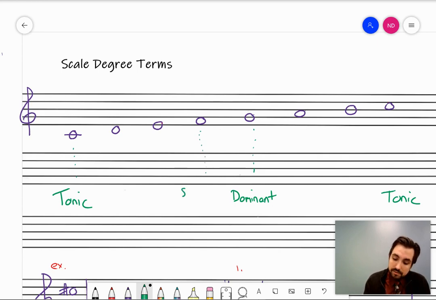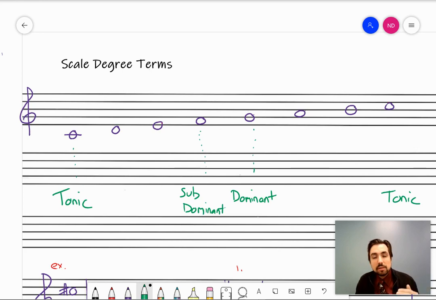Okay, let's talk about scale degree 4. Scale degree 4 is going to be known as the subdominant. Notice the use of the Latin prefix there, sub, meaning underneath or before. So if the dominant is 5, the subdominant is what comes before the dominant. Just something to draw your attention to here about these kind of spatial relationships.